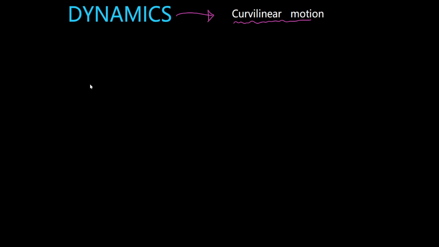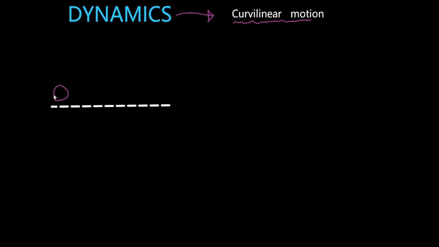In the previous video, we discussed rectilinear motion. That means the motion is along a straight path. Here, the motion will be along a curved path. That's called curvilinear motion. Okay. In rectilinear motion, the object was moving over a straight path.